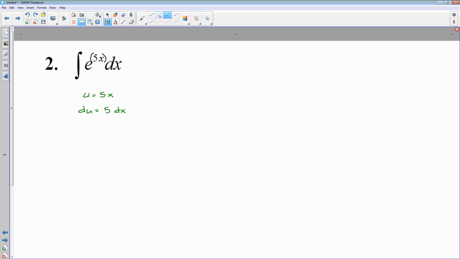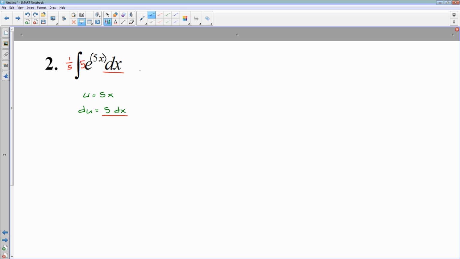Is there a 5 dx in my problem? Well, let's see. I do see the dx. So I'm looking for 5 dx. I do see the dx. All I'm missing is the 5. And if you're missing a constant, which 5 is a constant, then that's okay. I can fix that by simply putting a 5 in the problem. But remember, if you change the problem, you have to offset it with a 1/5.